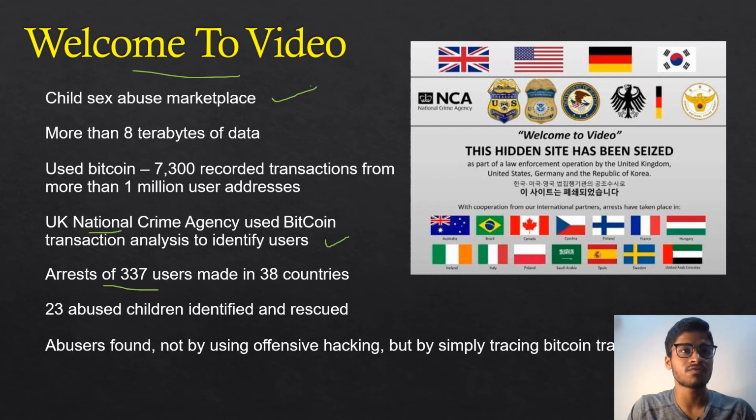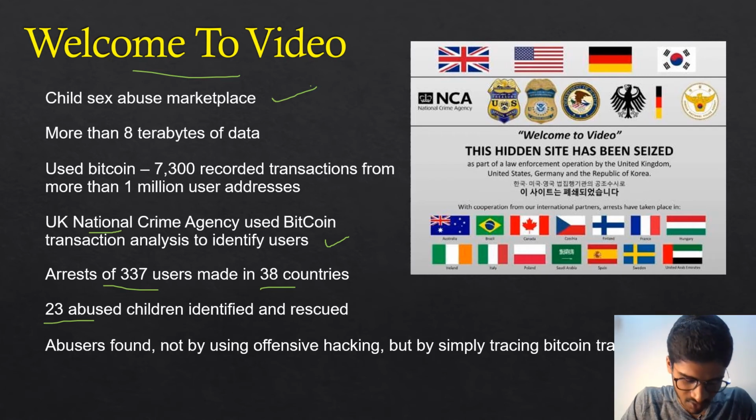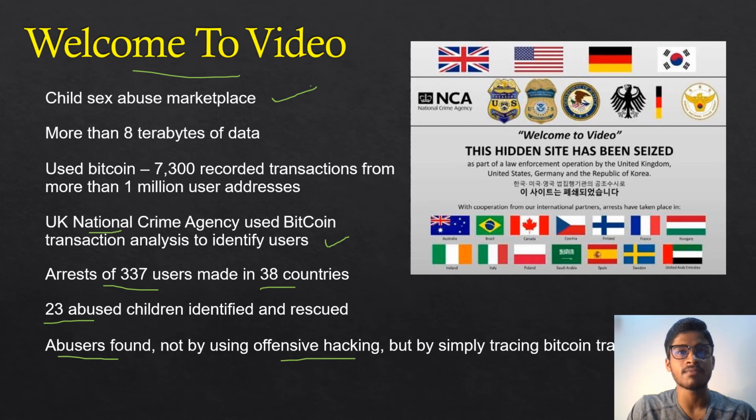Okay, arrests of 337 users in 38 countries, and 23 abused children were identified and rescued. See, we should not just misuse our technology like that. So the abusers were found not by using offensive hacking but by simply tracing Bitcoin logs, like Bitcoin transactions will have their own tracking. Through that, the owner was arrested as well as the consumers of such illegal content.